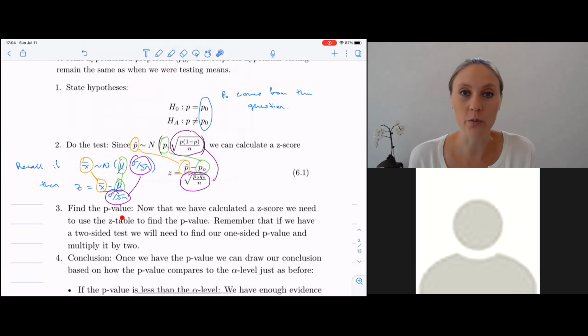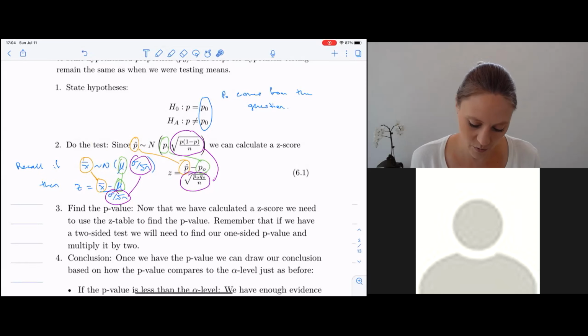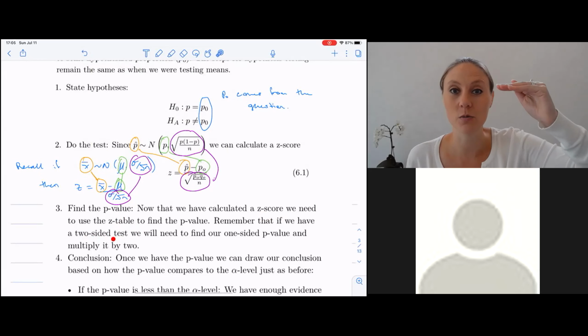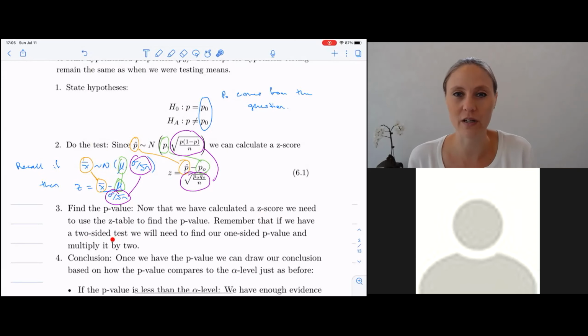Finding the p-value, we already know how to do, because once we have a z-score, we know what to do here, right? So because we've calculated a z-score, we need the z-table to find the p-value. So if we have a two-sided test, this is just a reminder, because the t-table, we just pick, right? Do we have a one-sided test or a two-sided test? So there's not a lot of thought that goes into it.